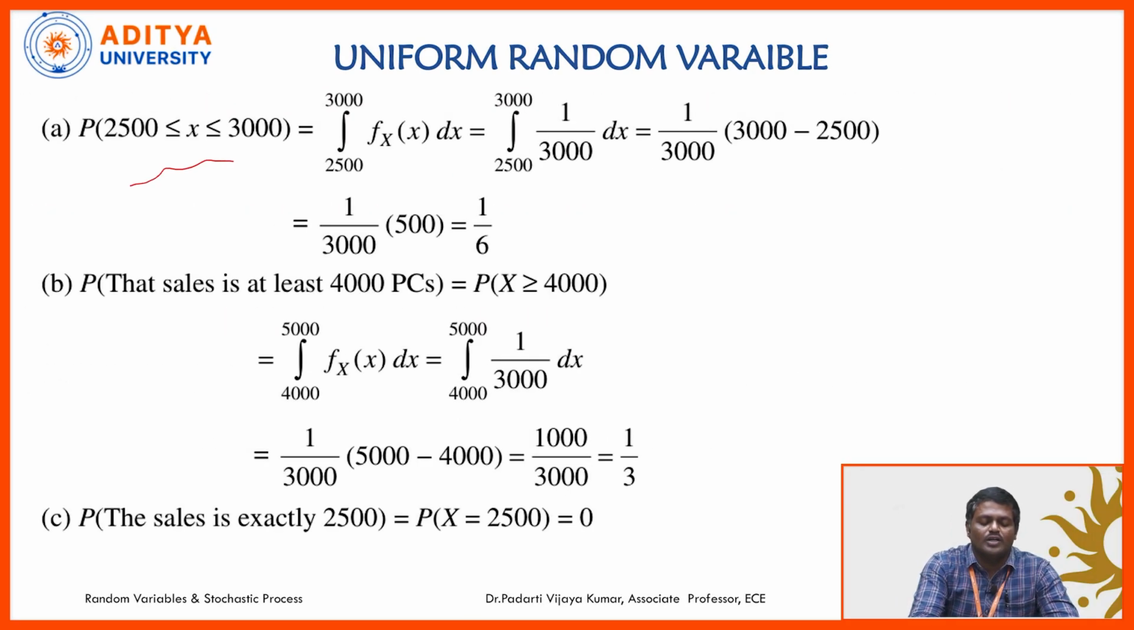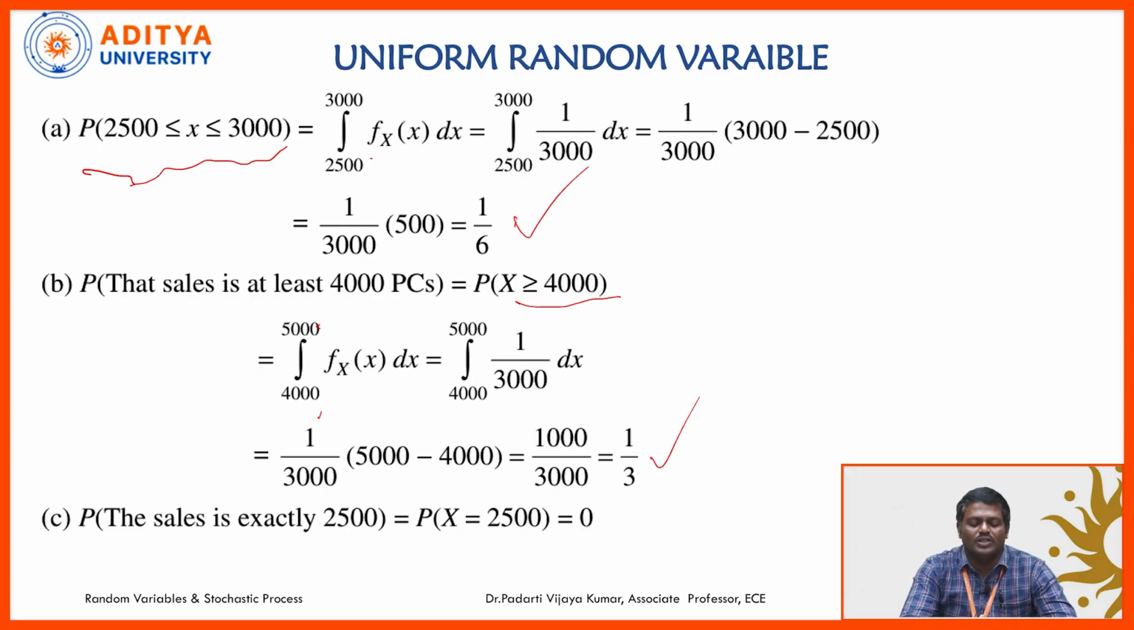So 2500 to 3000 falls under the given range itself. So simply substituting and integrating with the given density function, we will get 1 by 6 chance. Next, what is the probability that the sales is at least 4000 PCs? At least means minimum 4000, maximum can be up to maximum. So 4000 to maximum value is 5000, 1 by 3000 dx, we will get 1 by 3.